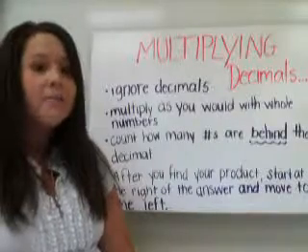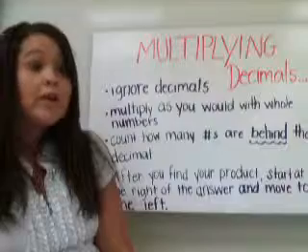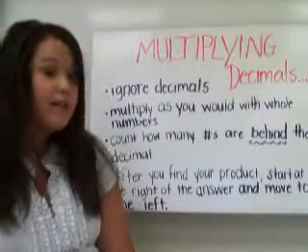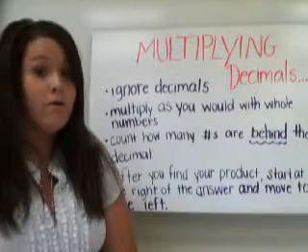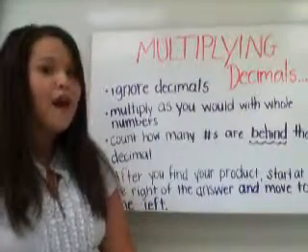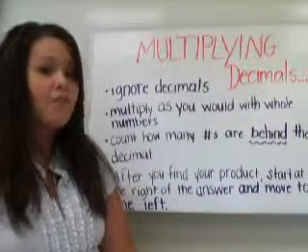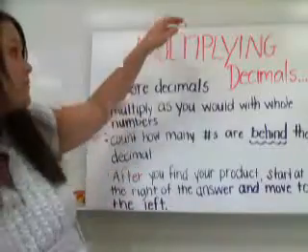Today we're going to look at multiplying decimals. How we're going to do this is first off, just ignore that there's a decimal in the number completely. Just act like it's whole numbers. Then we're going to multiply just like we would if they're whole numbers. After you've multiplied, you're going to count how many numbers are behind the decimal. After you find your product, start at the right of the answer and move it to the left.